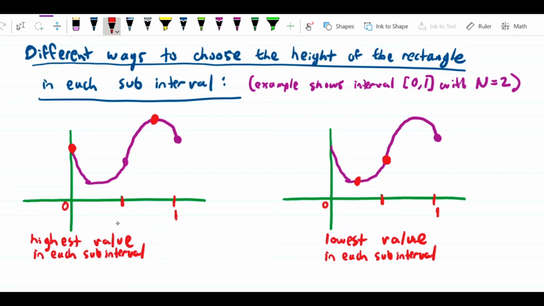So what I've done really is to divide the interval 0 to 1 into halves. The first paradigm is we can choose the highest value in each subinterval, and that's what these red dots are showing. As you can see, it just so happens that the highest endpoint in the first subinterval is right at x equals 0, and the highest endpoint in the second subinterval is the second red dot here that appears sort of at a peak in the middle of the second subinterval. It's not at the right or left endpoint. So let me just show you what rectangles you get when you do that.